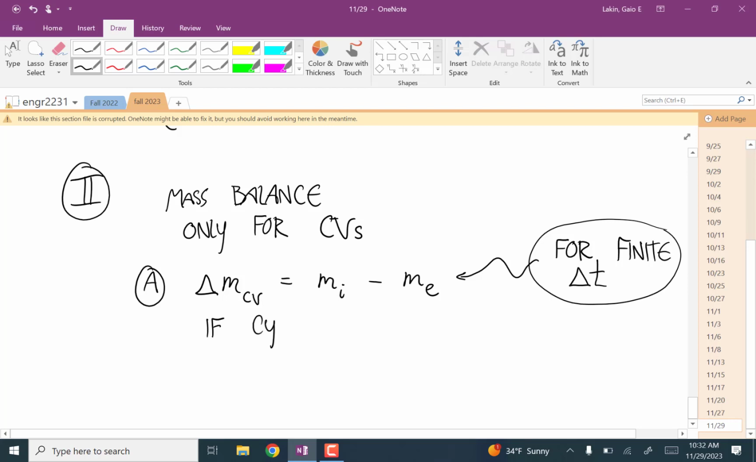If you're dealing with a cycle, this changes to the change of mass in the control volume is equal to 0. And so the mass that came in the inlet is equal to the mass that left the exit. Just think of it like this.